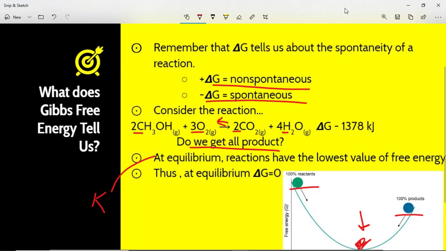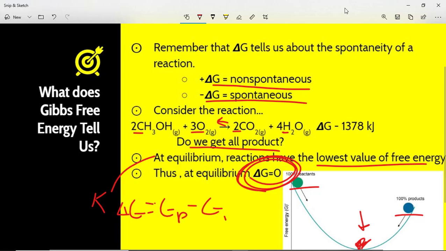But because we want to have the lowest value of free energy, that means that delta G is going to be 0. All right? So if we think about delta G as being equal to 0, and we remember our formula is that delta G is the G of our products minus G of our reactants. So if delta G is equal to 0, that means that the Gibbs free energy of our products is equal to that of our reactants. So we can think about that in terms of equilibrium and knowing delta G and being able to determine which way the reaction is going to go based off of Gibbs free energy.